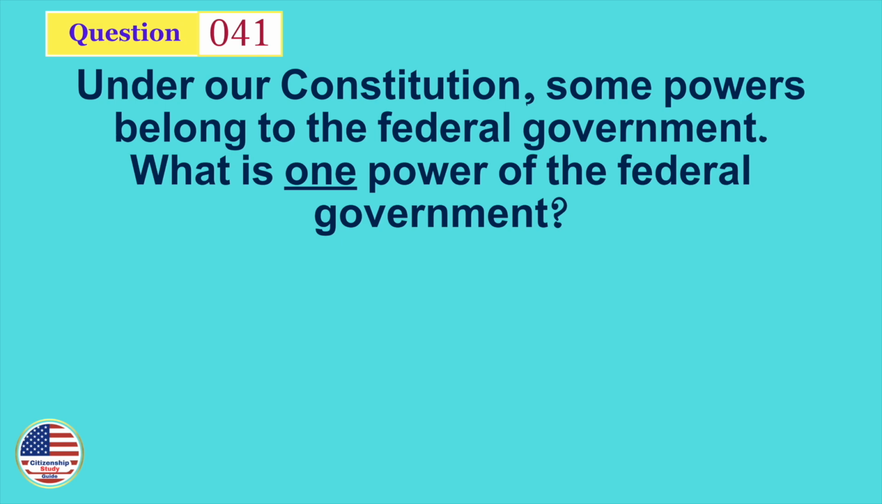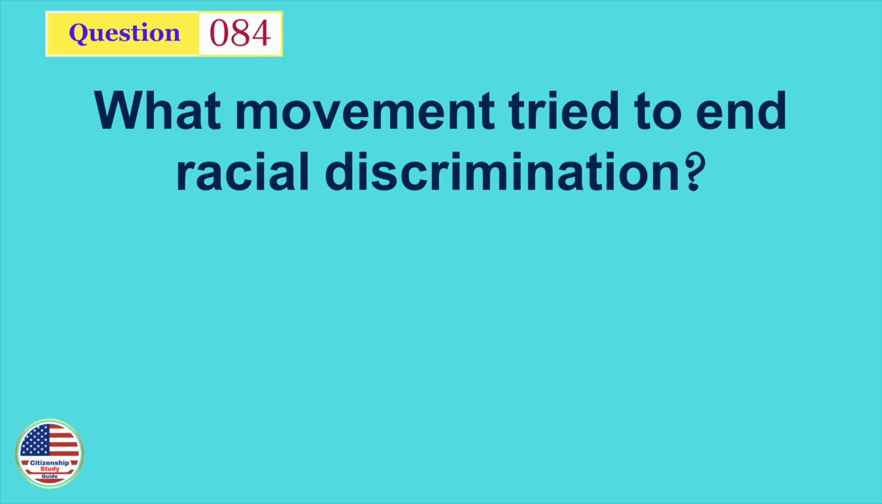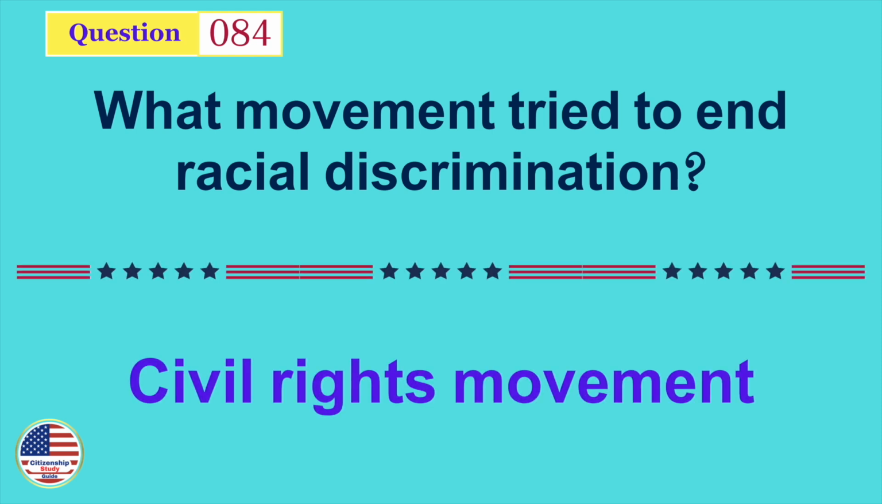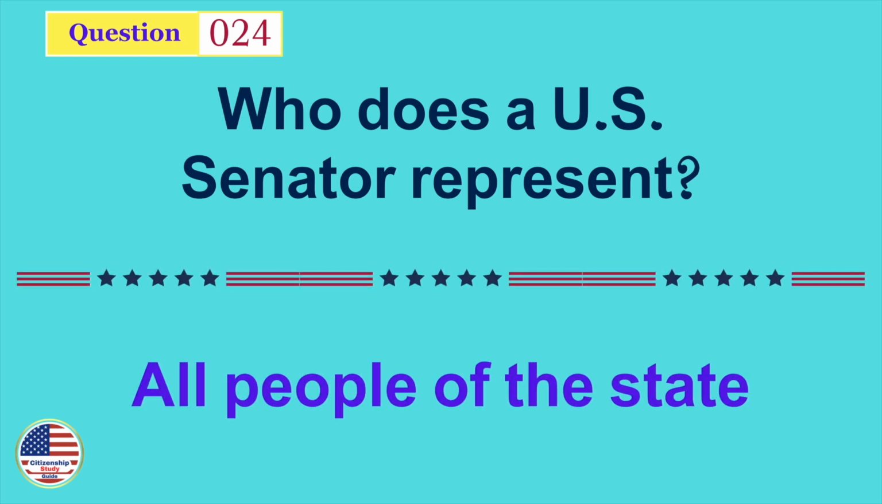Under our Constitution, some powers belong to the federal government. What is one power of the federal government? To print money. What movement tried to end racial discrimination? Civil rights movement. Who does a U.S. Senator represent? All people of the state.